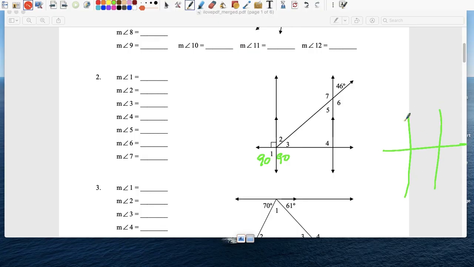here are my two parallel lines, right? And it's cut by this transversal, so I know this set of 4 angles and this set of 4 angles are exactly the same. So I can go ahead and just put 90, 90, 90, and you put 90 over here.